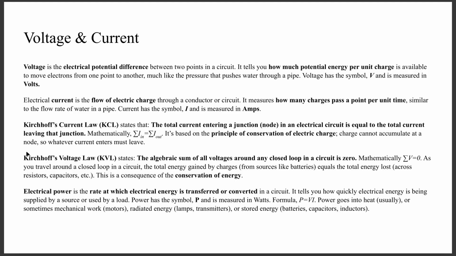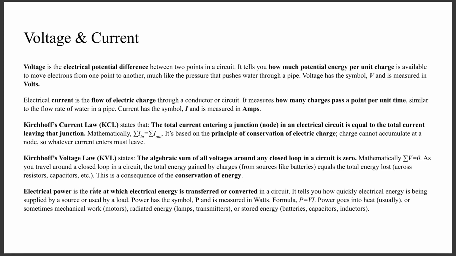Next is Kirchhoff's voltage law, or KVL for short. The algebraic sum of all voltages around any closed loop in a circuit is zero. Mathematically, the sum of the voltages is equal to zero. As you travel around a closed loop in a circuit, the total energy gained by charges from sources like batteries equals the total energy lost across resistors, capacitors, etc. This is a consequence of the conservation of energy.